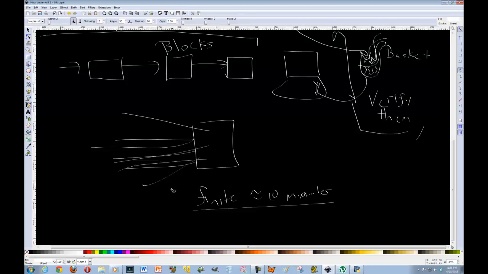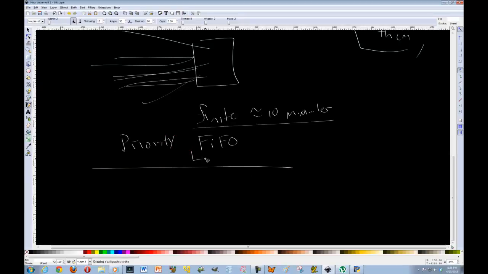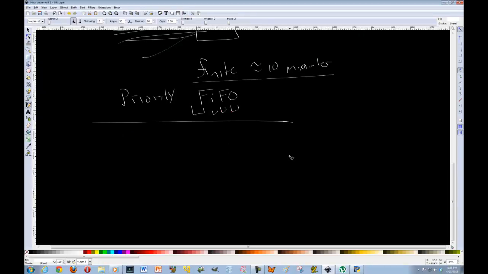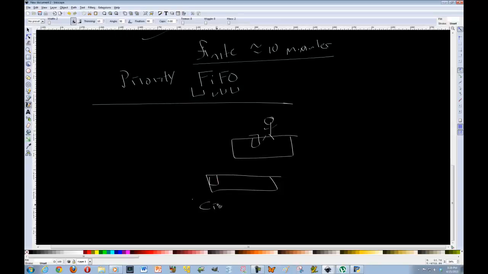And so there's what's called a priority FIFO queue. That's just a technical term for first in, first out. And think of that like a supermarket. So we have our cashier here. We have this thing right here. Maybe we'll have a crappy magazine right here.